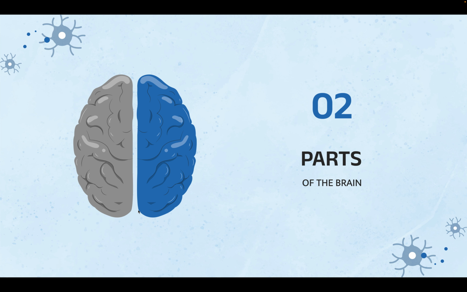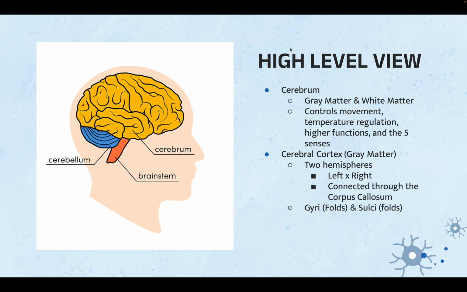The parts of the brain. Well, at a high-level view, ignoring the frontal lobes, this is another view where you have the entire brain, which is referred to as the cerebrum, the cerebellum, which you can think of as a small mini brain, and the brainstem, which is the way the brain meets the spinal cord. The cerebrum is made up of gray and white matter. That gray matter in specific is the cerebral cortex.